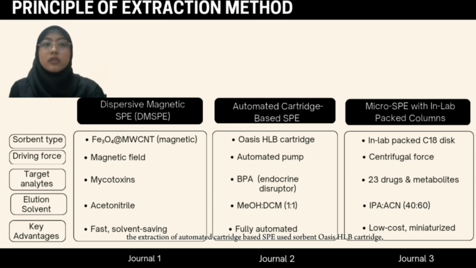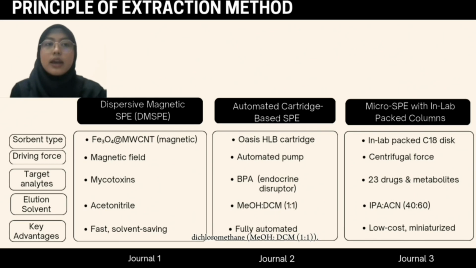Meanwhile, the automatic cartridge-based SPE used an Oasis HLB cartridge, and the target analyte is bisphenol A, an endocrine disruptor. The elution solvent is a 1:1 mixture of methanol and dichloromethane. It is also a fully automated extraction.